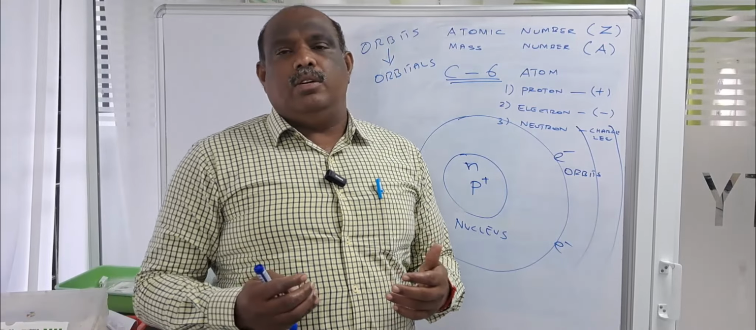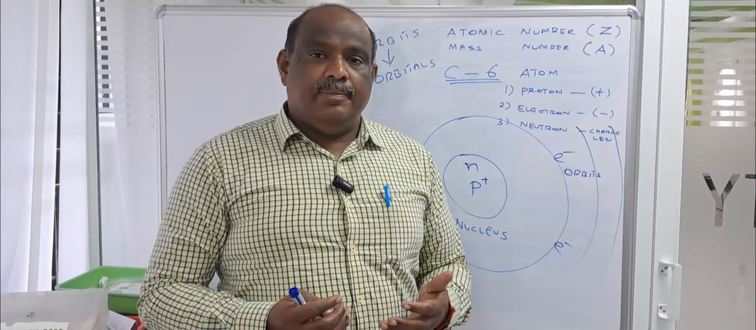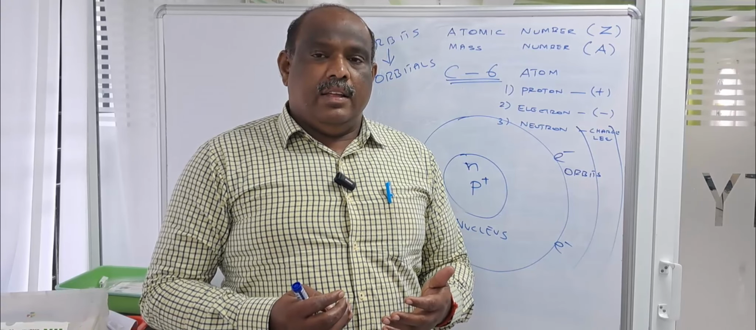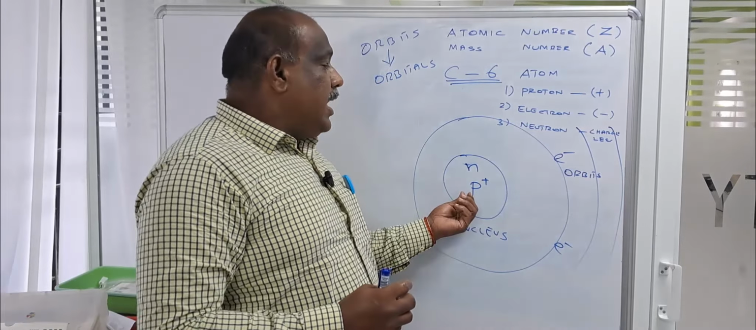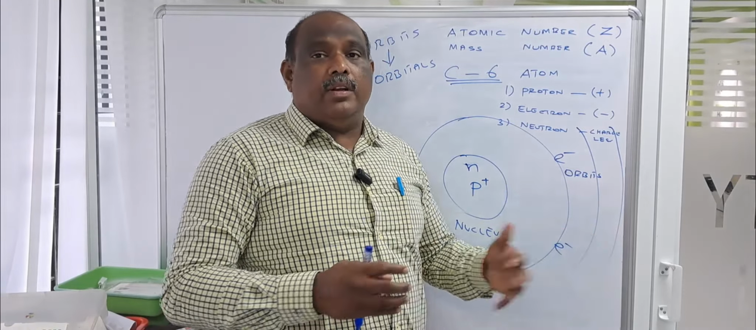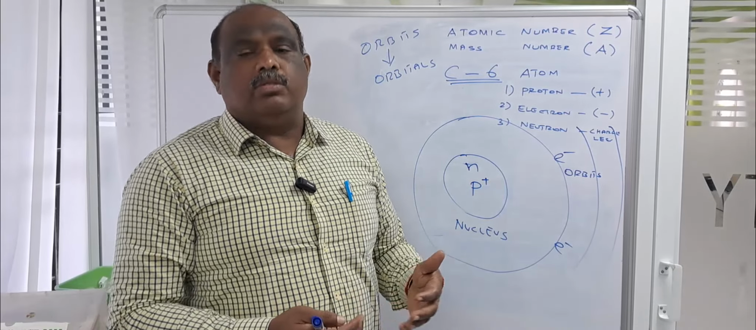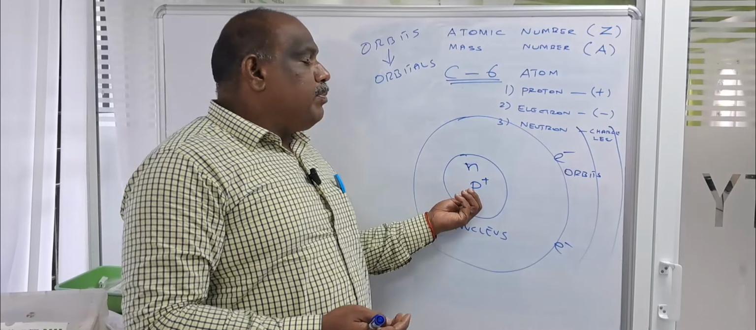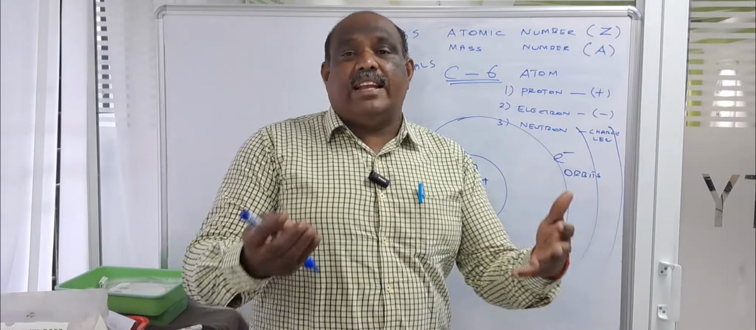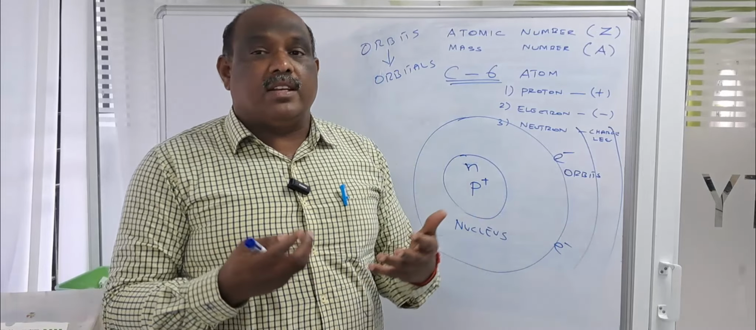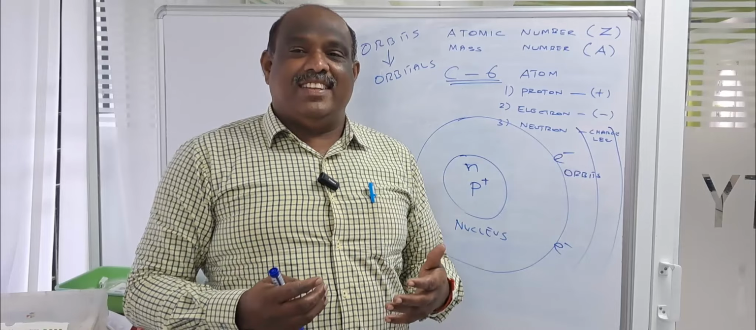Why is it called an electron cloud? Why are the electrons not just called electrons, and why are they called an electron cloud? Any idea? However many protons there are, the same number of electrons will be there. We can't say the number of electrons is more than the number of protons. For example, if I have 10 protons, there will be 10 electrons; 20 protons, 20 electrons. But why do we call this an electron cloud?